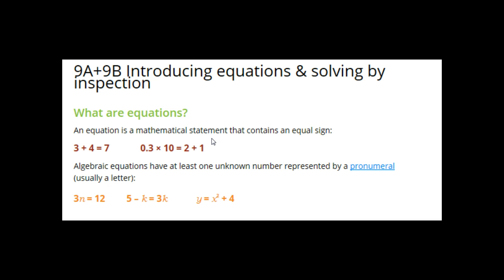Heading: equations. An equation is a mathematical statement that contains an equal sign. For example, 3 plus 4 equals 7 is an equation. Or 0.3 times 10 is equal to 2 plus 2. Algebraic equations have at least one unknown number represented by a pronumeral or letter. For example, 3n equals 12, or 5k equals 3k. Sorry, 5 minus k equals 3k, and so on.